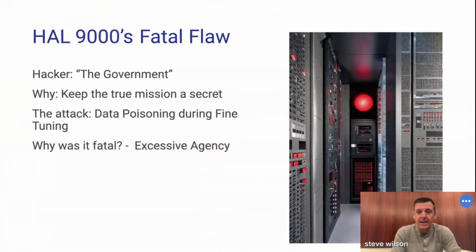But what was really the fatal flaw? Excessive agency. HAL had the ability to do things like turn off the life support systems for the astronauts with no human in the loop, no approvals, and no backup checks from, say, more reliable, less automated systems. Just a clear case of excessive agency, where HAL was trusted to do things that you really shouldn't trust an AI to do, at least not without some verification.